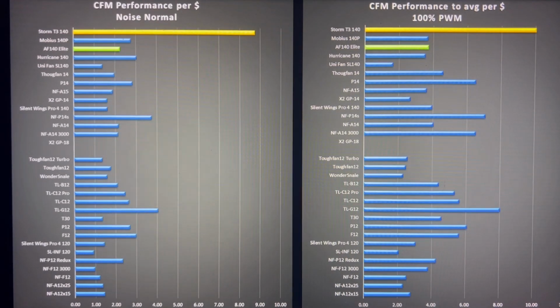Moving on to CFM, so cubic feet per minute per dollar. Noise normalized, 100% PWM. And the Storm T3 just completely blows every single other fan out of the water with its raw performance capabilities. So I guess we're continuing that same story. It is an excellent value. The Corsair sitting more or less average.